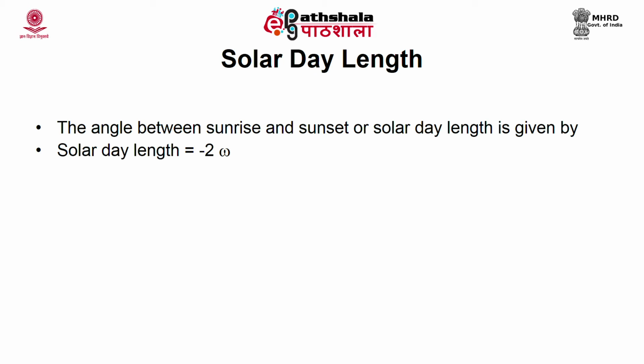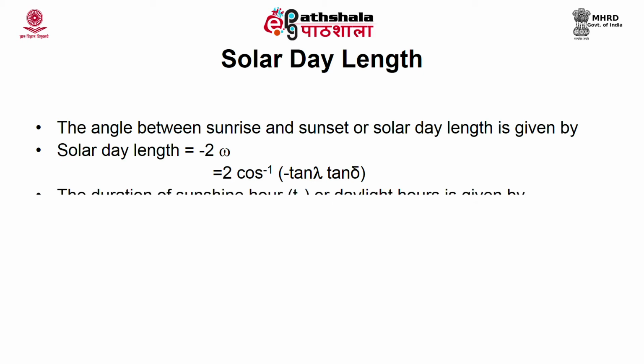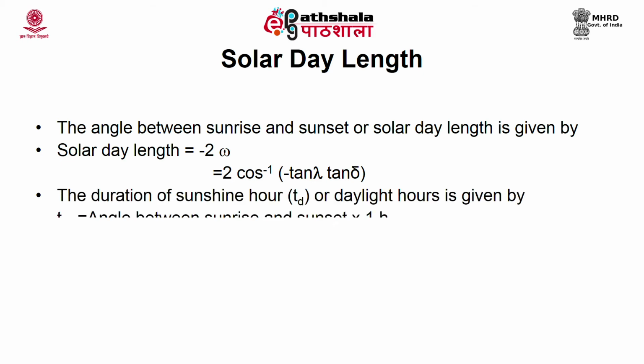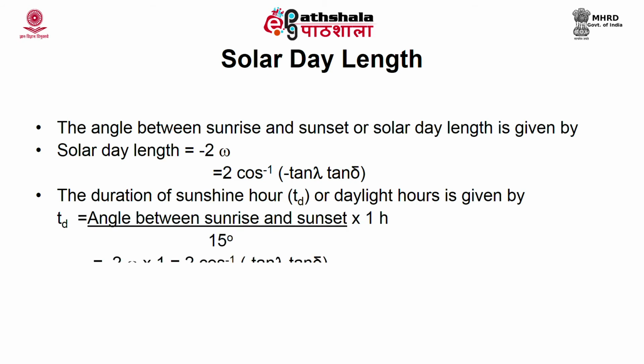Normally, the sun traverses 15 degrees in 1 hour, and the sunshine is available between sunrise and sunset, which is the solar day length. The duration is measured in sunshine hours, that is TD or daylight hours. TD is estimated as the angle between sunrise and sunset divided by 15 degrees multiplied by 1 hour. So, 2 omega by 15 into 1, which is equal to 2 by 15 into cos inverse of minus tan lambda tan delta.